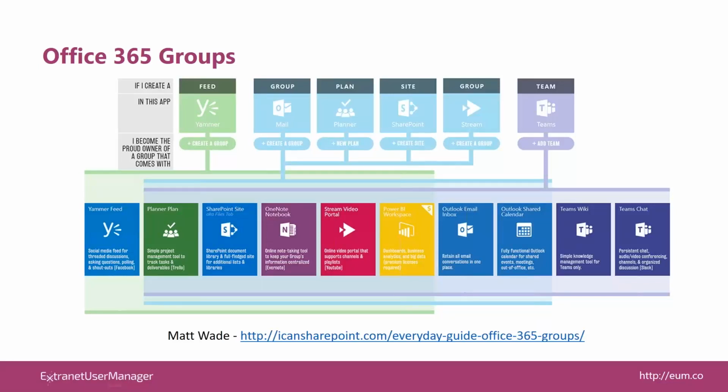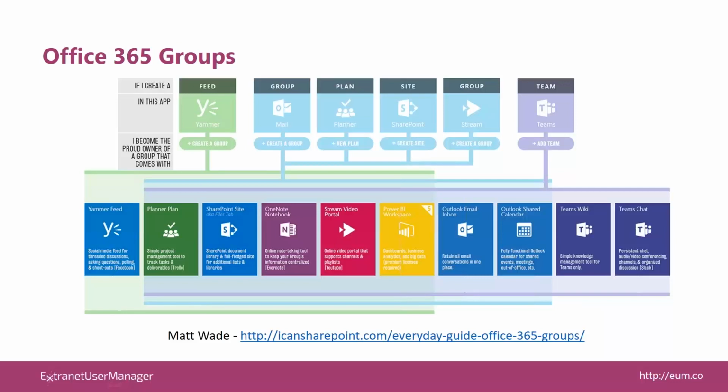At the top, one of the decisions you make when you create a group is where am I going to create that group from? Depending on which tool you use, you're going to have a slightly different group coming out of that. I can start in Yammer, which is Microsoft's enterprise social tool, and create a group there. I'll get a Yammer feed. I'll get the SharePoint site and Planner and OneNote, all those things as part of that. I'm not going to get the shared inbox and calendar from an Outlook point of view. I'm not going to get the shared Teams.